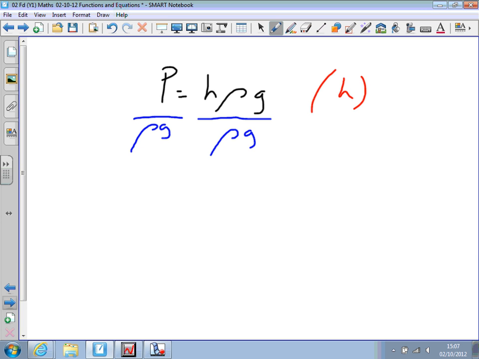So then I can cancel out the rho and the G on the right hand side. And I've got the formula: H equals P over rho G. So that symbol there is rho, Matt. R-H-O.